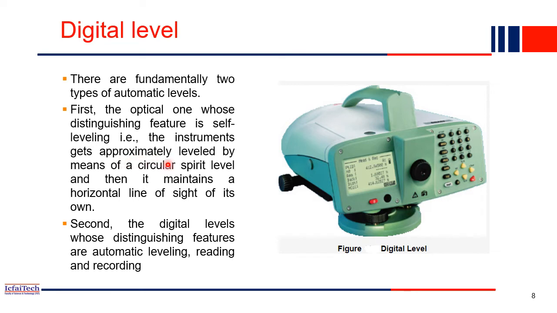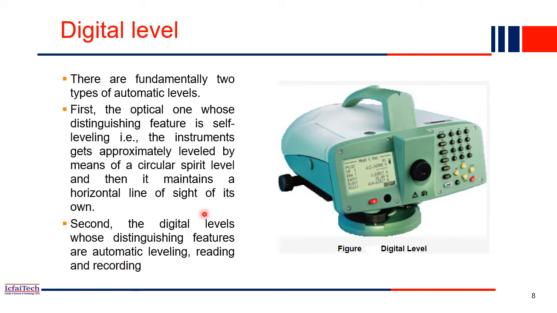The instrument gets approximately leveled by means of a circular spirit level. So the circular spirit level will be there inside the instrument, and then it maintains a horizontal line of sight on its own. So automatically it will do it, no need to do it. In the earlier case, IOP level as well as dumpy level, basically you have the foot screw at the bottom, right? With this foot screw we make the instrument parallel to the ground surface, or we are making the levels. Whereas with this auto level or the digital level, these features can be done automatically.